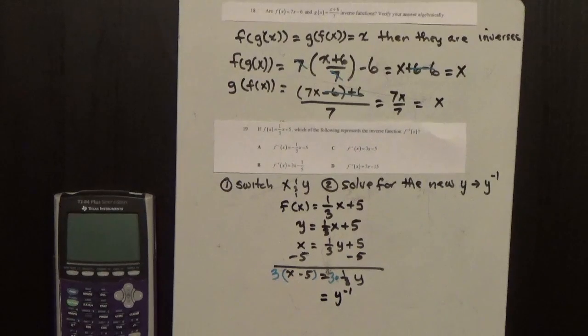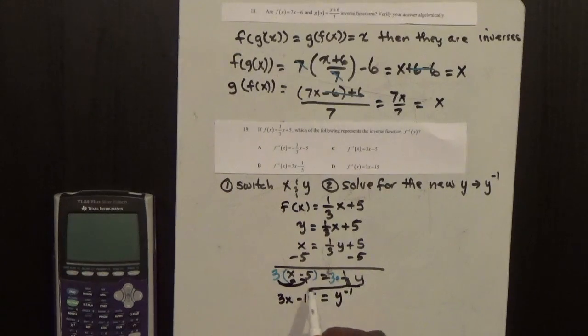And we want to call it inverse. Here I'm going to do the distributive property, and so that's going to be 3x minus 15. That's the inverse, and that one is D.